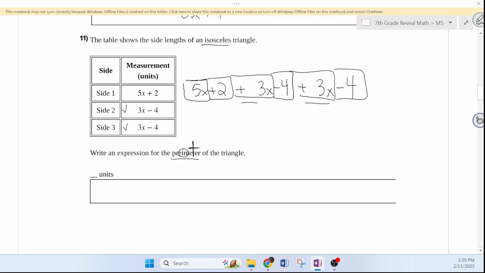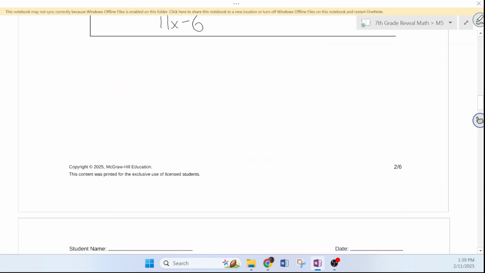Okay, all of our x terms can go together. 5x plus 3x gives us 11x. And then we have a plus 2 and a minus 4. That gives us negative 2. Minus another 4 gives us negative 6. All right, so 11x minus 6. If you're struggling to figure out why it's minus 6, that's something that you're going to have to review with me or find another way to review and figure it out.